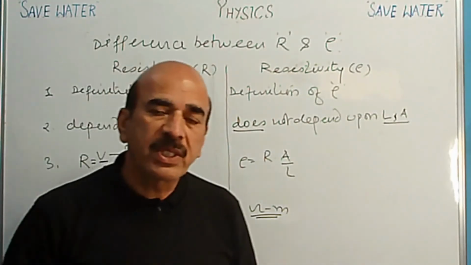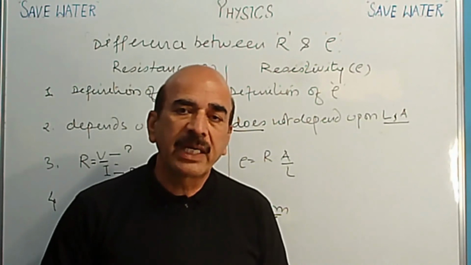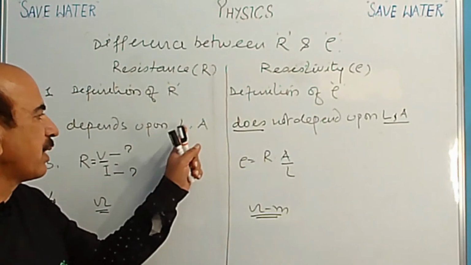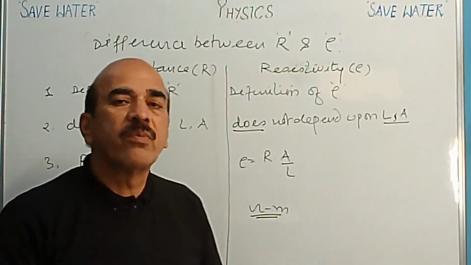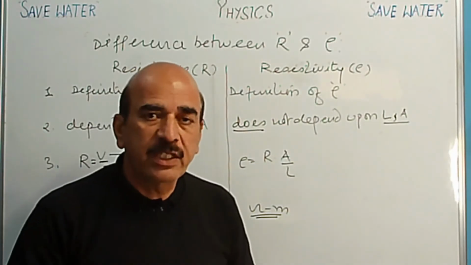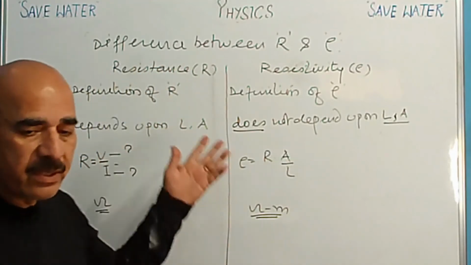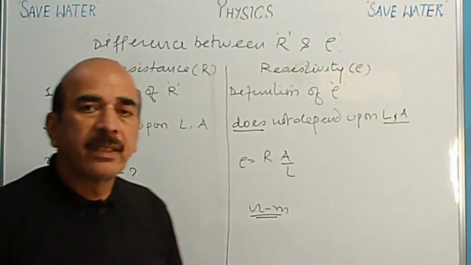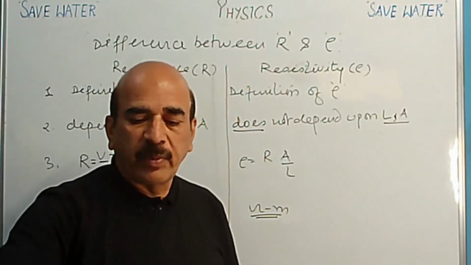If this question is asked for 2 marks, then you have to write down 2 differences. Half mark for this, half mark for this, half and half. Then you get 2 marks. So this way the marks distribution is there. So please note down. Okay, done? Good. So now next point.